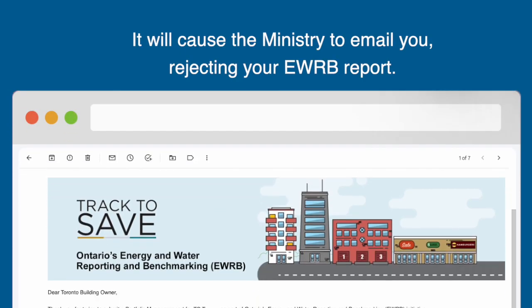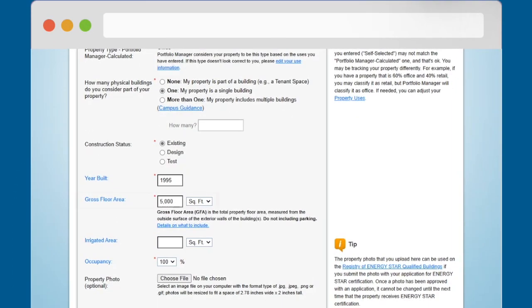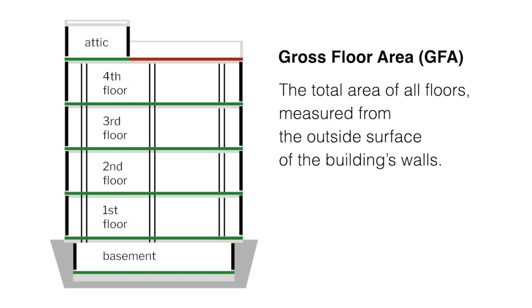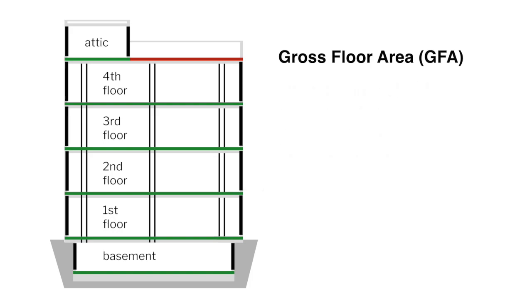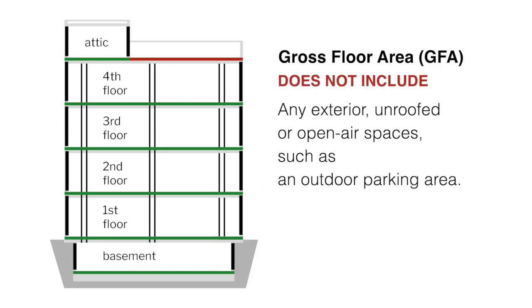It will cause the ministry to email you, rejecting your EWRB report. The gross floor area, or GFA, of a building is the total area of all floors, measured from the outside surface of the building's walls. This area also includes hallways and common areas, atriums, elevator shafts, mechanical equipment areas, and storage rooms. The gross floor area does not include any exterior, unroofed, or open-air spaces, such as an outdoor parking area. You should also not include your indoor parking areas in the GFA for your building.